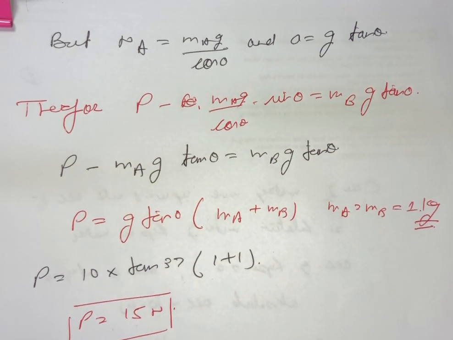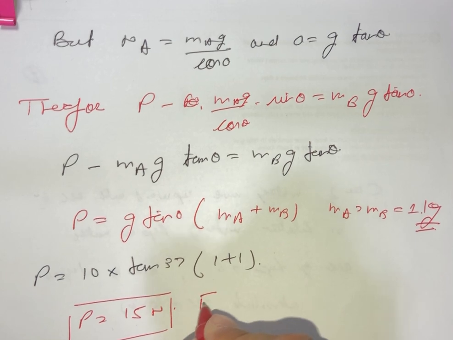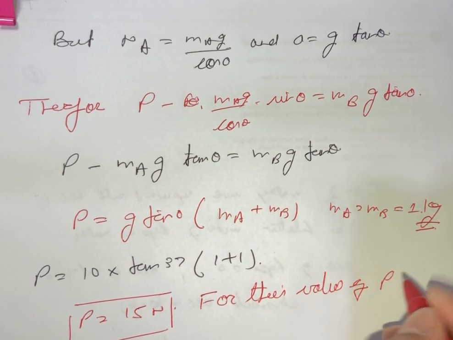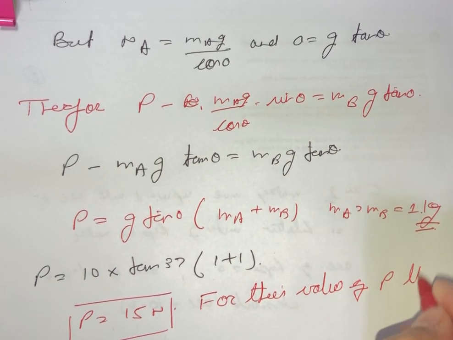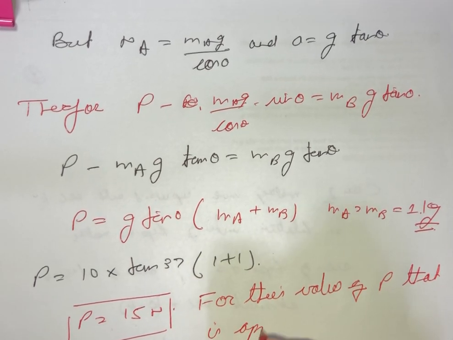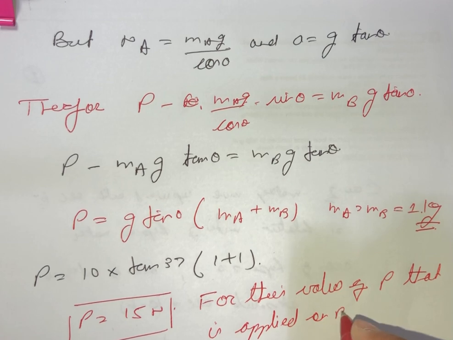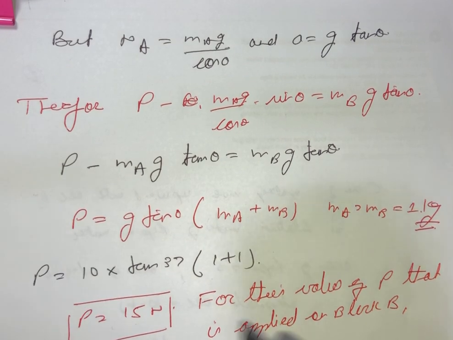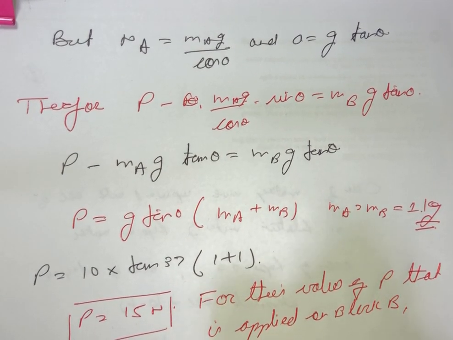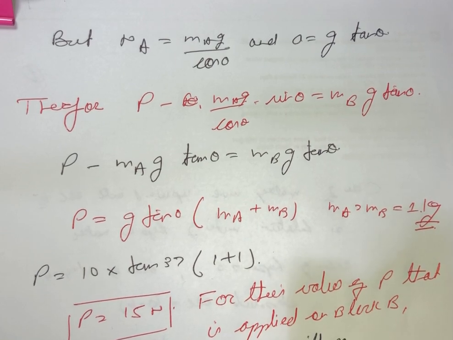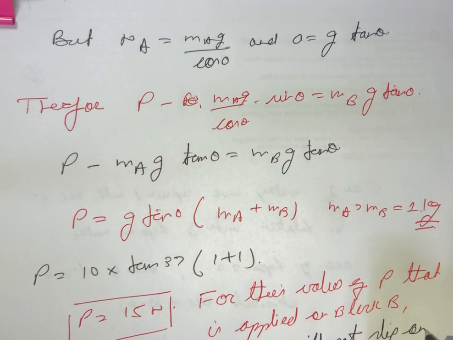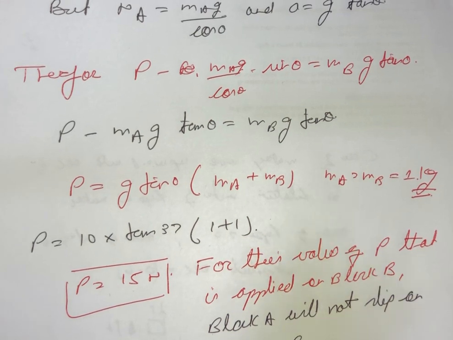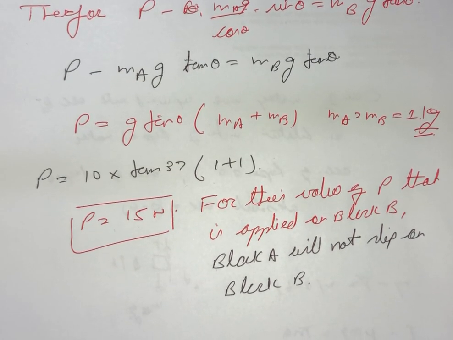So for this value of force P that is applied on block B, block A will not slip on block B. So this completes the question. Thank you.